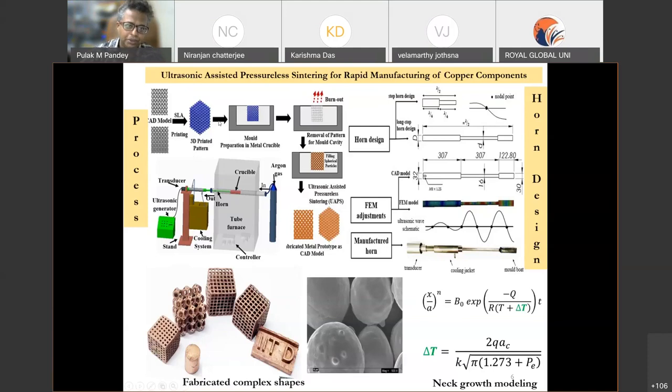The process is similar to the beginning, but later it is an ordinary tube furnace in an ordinary environment. And this is the novelty part: the crucible in which the sintering is taking place is being ultrasonically vibrated. This is a complete horn design, which you can see here. We have done FEM simulations, and of course we have created this horn, and this is the mold boat where the component is kept and vibrated. These are the various components.